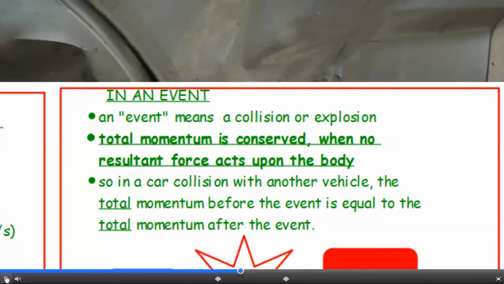So, exam questions will ask you about momentum in an event, and an event, in this case, means either a collision or an explosion. Now, the key thing to remember is that total momentum is conserved when no resultant force acts upon the body. So this means that in a car collision with another vehicle, the total momentum before the event is equal to the total momentum after the event. Whatever you work it out to be before the event, it's got to equal the same after the event.